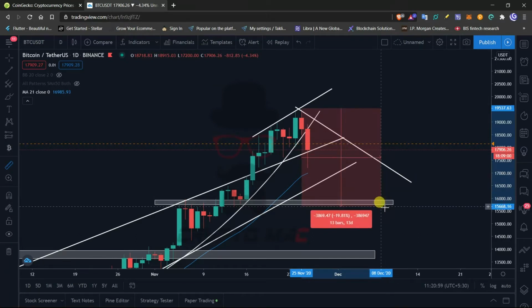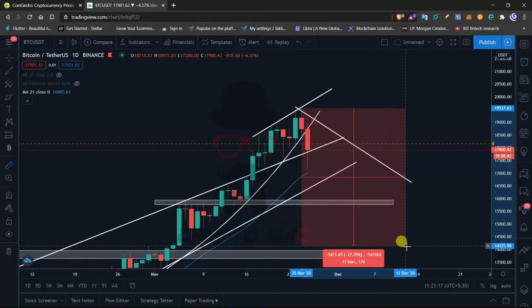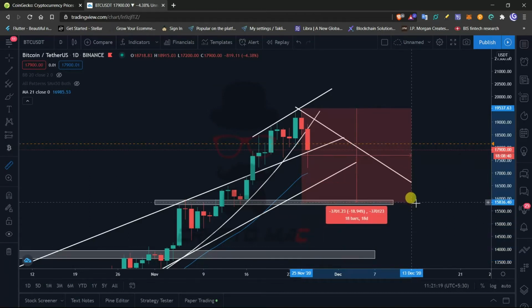And if we are going below this level, that is particularly $15,700, we can expect the next support zone to be $13,850. That is around a minus 30% drop. So this is a minus 30% drop, and this is minus 18 to 19, that is minus 20% drop.